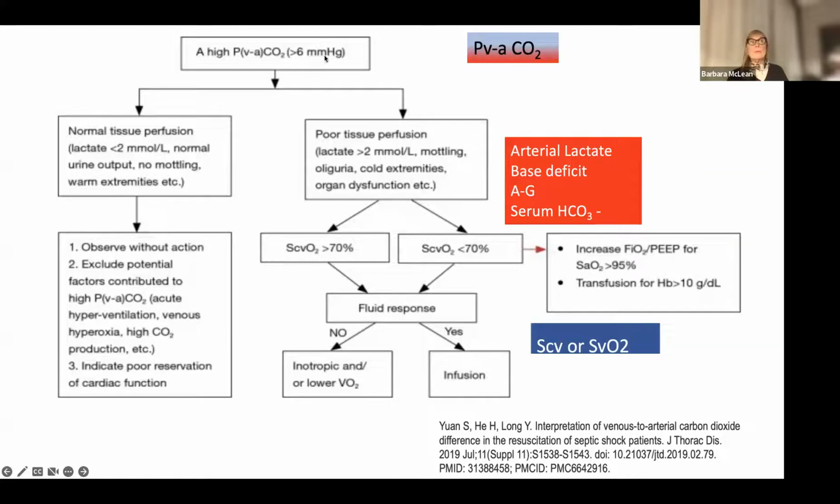Okay, so one more kind of flow rhythm here that basically says you have a high gap. You could have normal perfusion or poor perfusion. That's what I want to look at. In the poor perfusion patient, arterial lactate is up, base is in deficit. Typically, they'll have a widened anion gap and their serum bicarb has gone down. If you are looking at their central gas, you did an SCVO2, your expectation is SCVO2 is down. You're going to check your patient for fluid responsiveness. If they respond to fluid, you'll give an infusion. If they do not respond to fluid, you got to give them an inotrope.